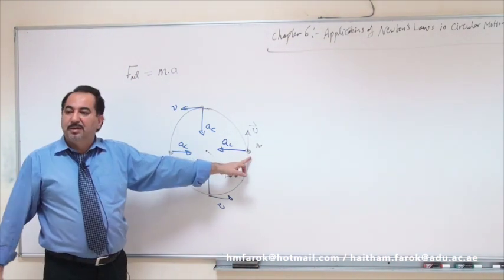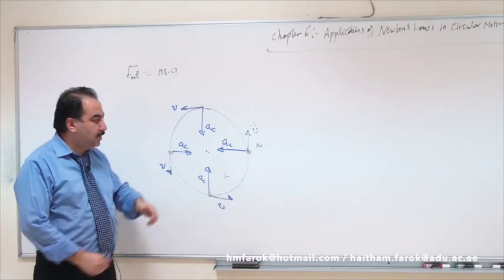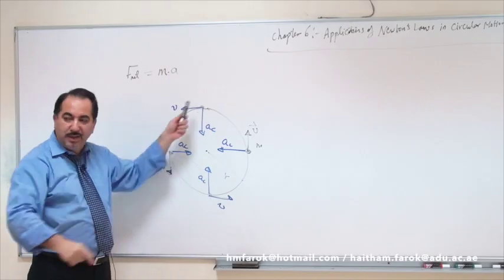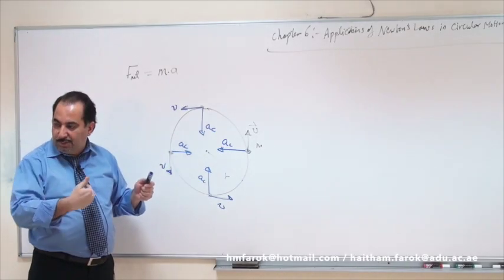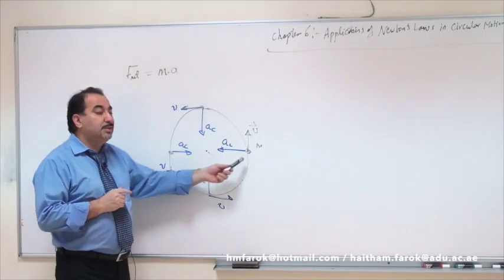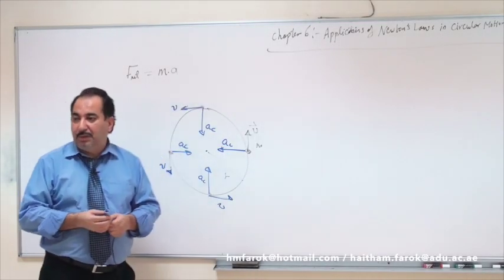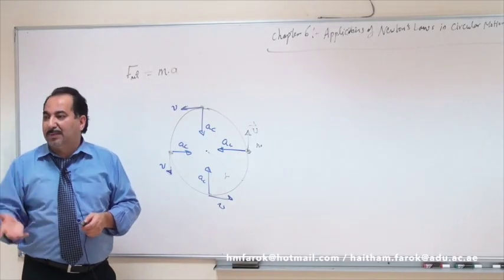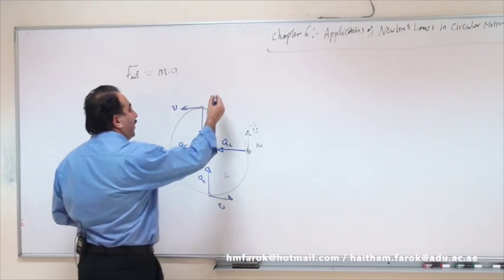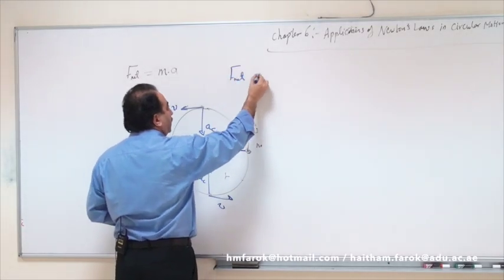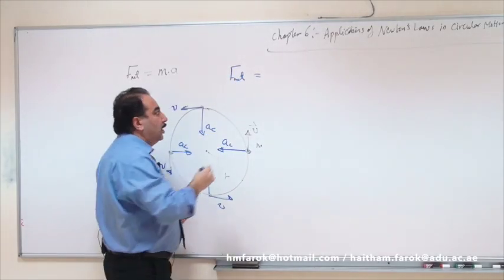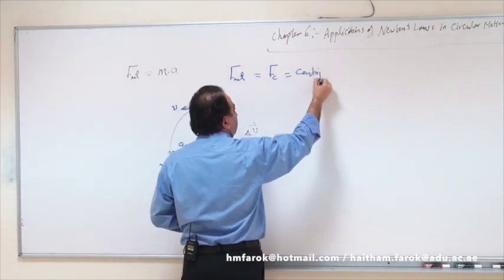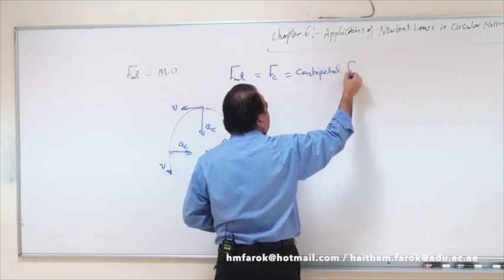So at this point, there is a total force towards the center. This point, total force towards the center. This one, this one. At any point, there is a total force towards the center. This total force towards the center, instead of calling it F net, because it's towards the center, we call it centripetal force. So we have an F net equal a force called F sub c, centripetal force.